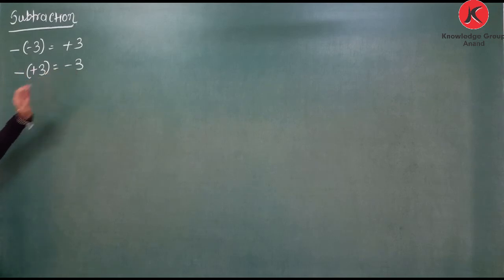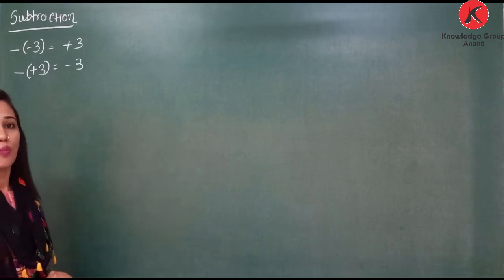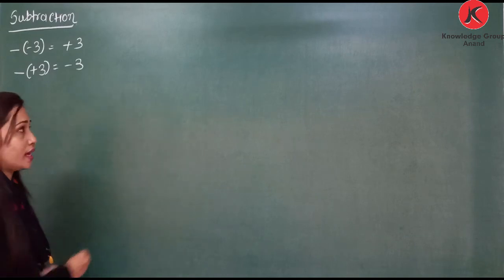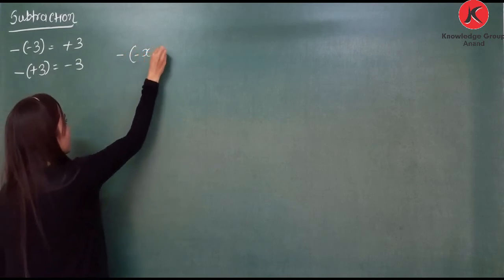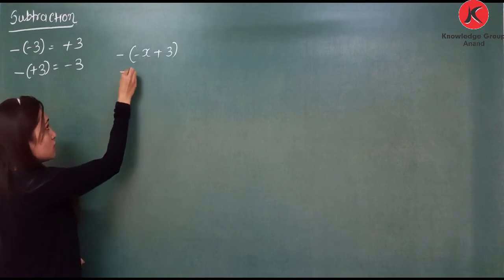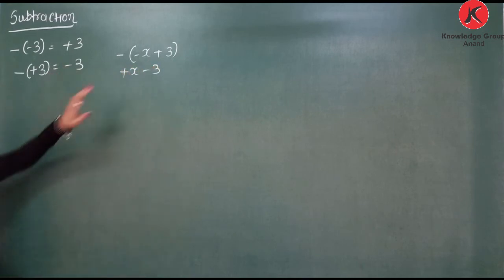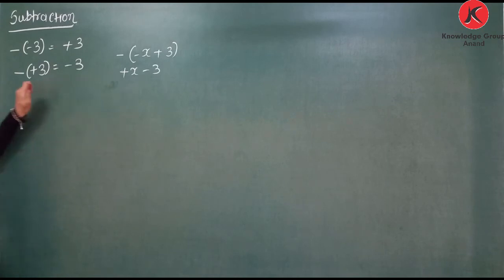Okay, in the algebra chapter we already learned that if there is a negative sign outside the bracket, all the signs inside the bracket will be changed whenever we open the bracket. So it will be plus x and minus 3. The same concept we need to apply in integers because this is nothing but integers. Whenever there is a negative sign, the sign of the number will be changed. Okay, so here let's take some examples.